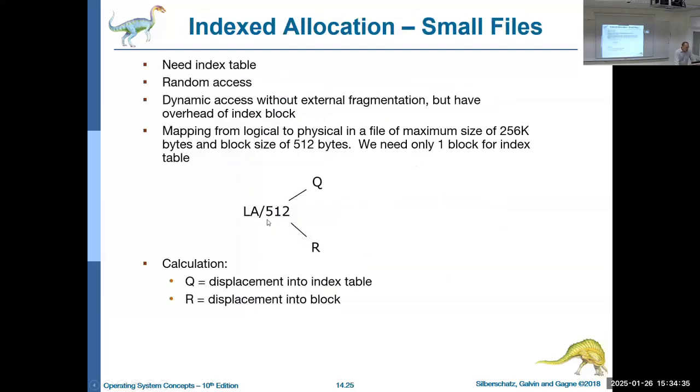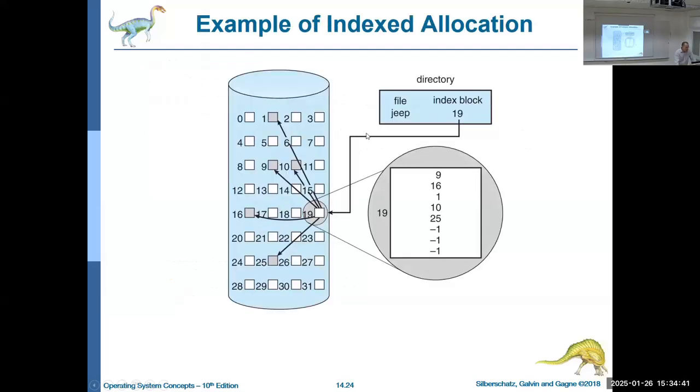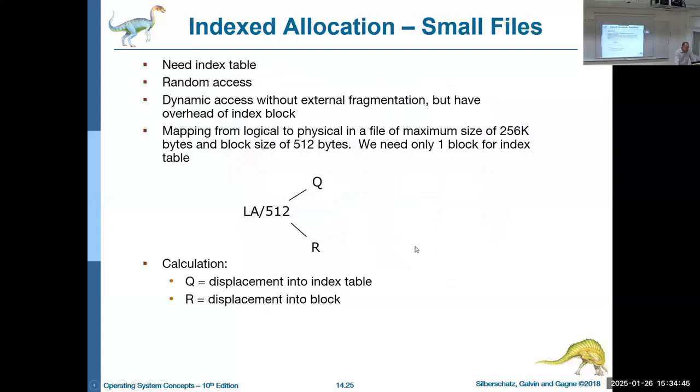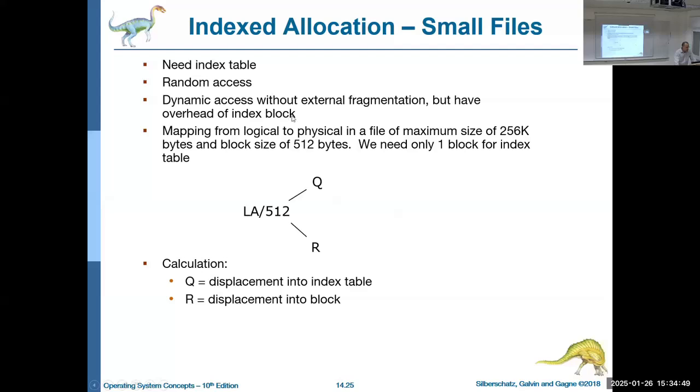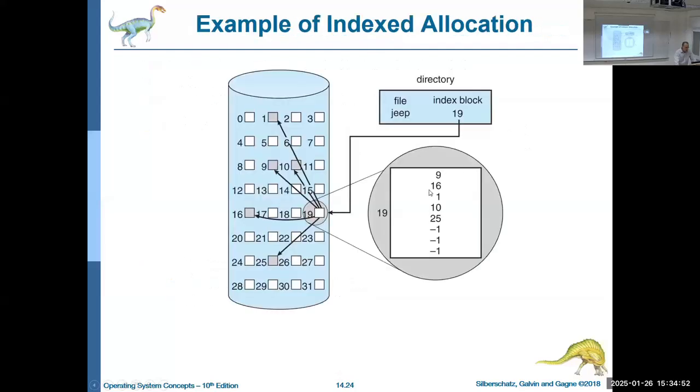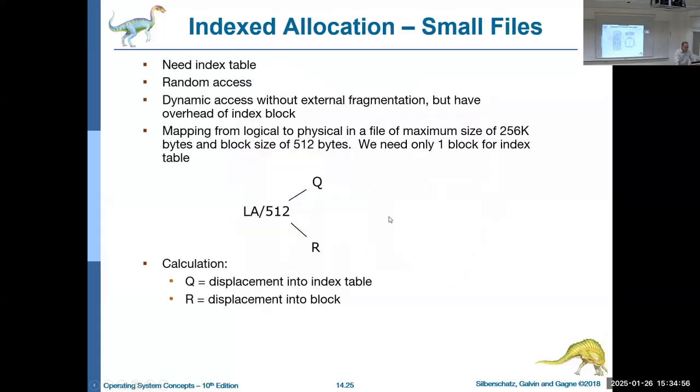So how are we gonna deal with getting our address? We have our LA minus 512 again, divided by 512. We need this index, right? So we need an index table, so that's what I think it's referring to. Yeah. Random access, oh, that's an advantage, it allows us random access because I can just jump to any one at any time, I don't have to hop and skip through the file. Dynamic access without external fragmentation. But have overhead of index block.